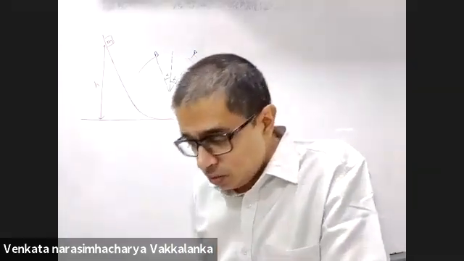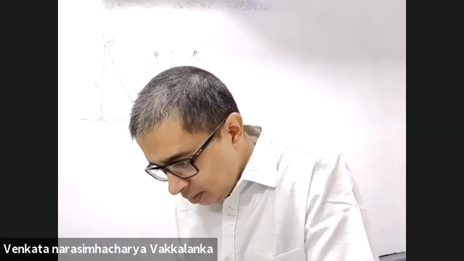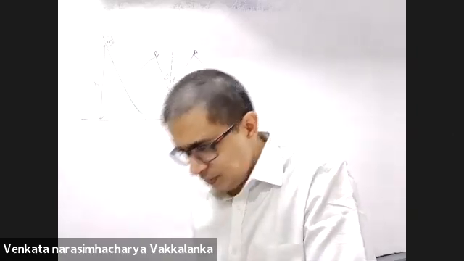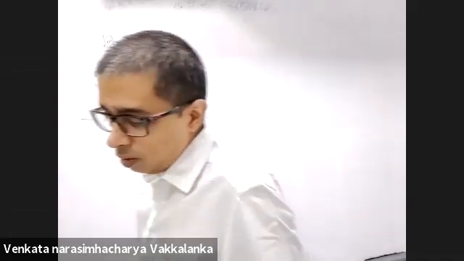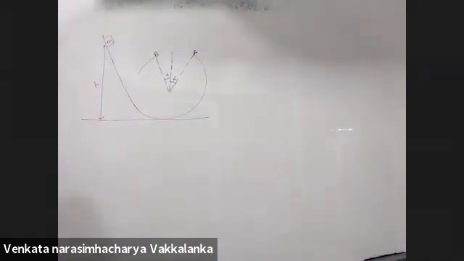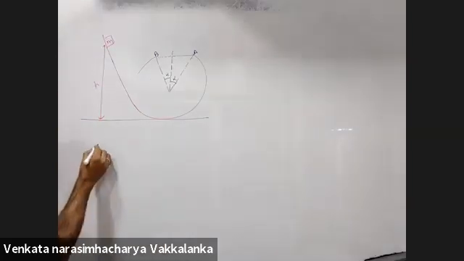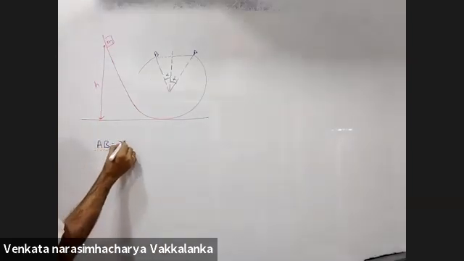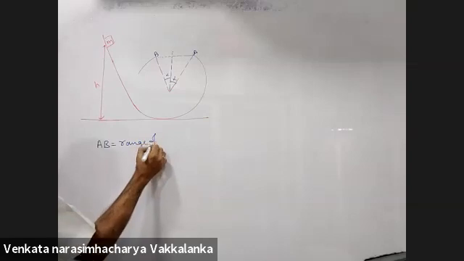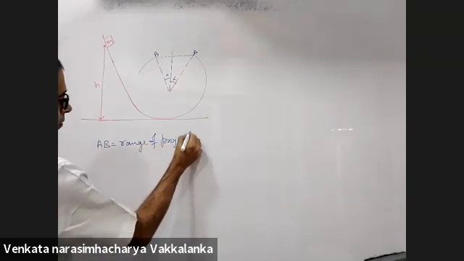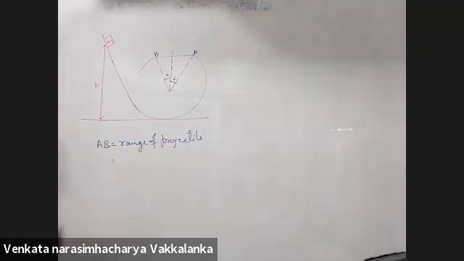Firstly, did you understand the question? Yes, sir. Now, listen, I'll explain this. You have to learn this way of simplification. So indirectly, AB should be the range of the projectile. Right? How much will AB be? 2r sin alpha. Do you agree with that?